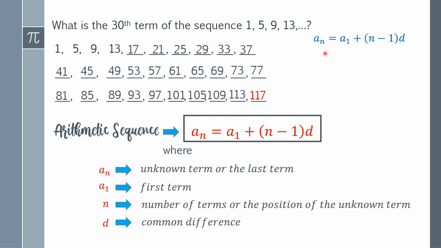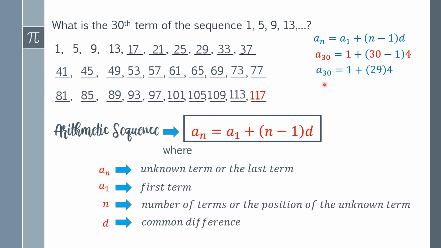So first, use the formula. Next, substitute the values of the variables. So we have a sub n, a sub 30. Our first term is 1. And then our n, we have 30 terms, so minus 1, and our d is positive 4.